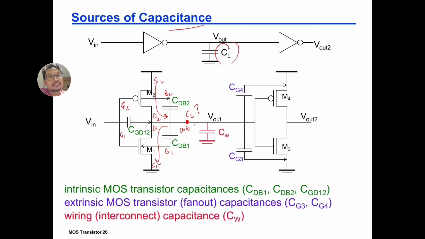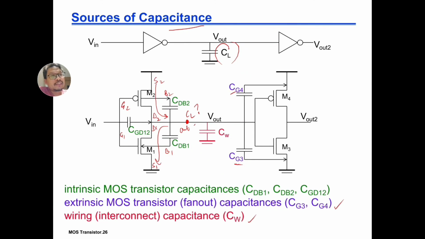Then we also have the extrinsic capacitance, which is the input to the next stage, basically. CG4 is the capacitor from the gate of the second logic gate of the inverter, and CG3 is the gate of the NMOS. So here, gate of the NMOS, gate of the PMOS.